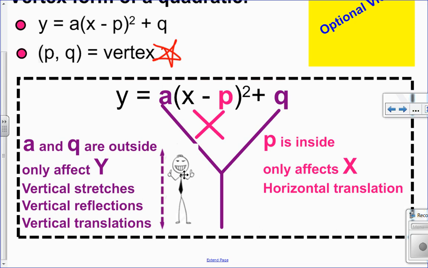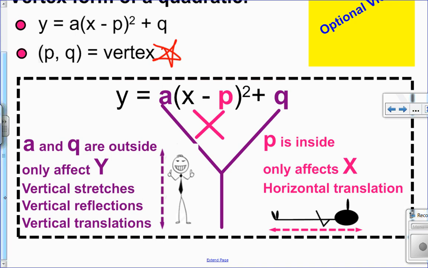On the inside, we have our P value. Now, P is inside and it's attached to my X. It is a horizontal value, and horizontal values only affect X. But remember, horizontal lies. So it lies as then it goes left to right, but also lies as in doesn't tell the truth.